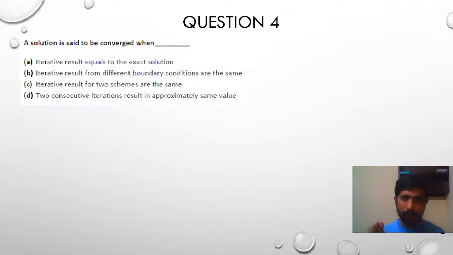D is the correct answer anyway for this. You cannot get the exact solution in the iterative approach, which I have already told. And if you have two different boundary conditions, you already know that the solution will be different. So B is also not correct. And iterative results of two schemes will always be different, that is also not correct. So D is correct. But what I ask is, for global convergence, how do you determine which error do you calculate?